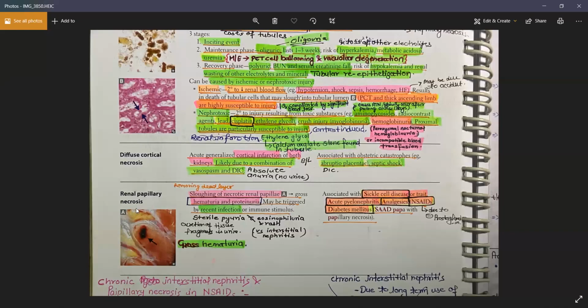Now you have the papillary necrosis. You know about the renal papillae, the pyramids and then papillae, right? These are these triangular-like lesions, these finger-like regions. So in this case, as the name suggests, you'll be having a necrosis of the papillae of the kidney, and as a result, the patient will have a gross hematuria, a gross proteinuria.